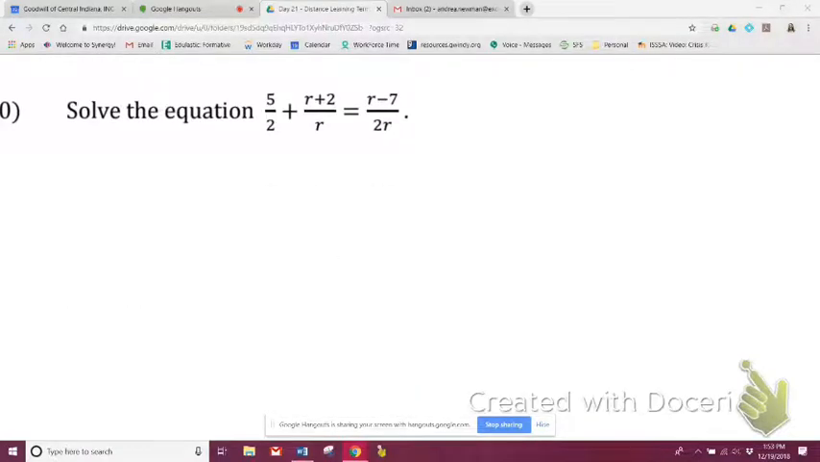Question number 10. Another equation. Have to find that least common denominator. What is it? 2r. So I want to multiply every single term by 2r. So looking at that first term, if I multiply it by 2r, something should cancel. What is it? The 2's cancel, leaving you with 5 times r, which is 5r.